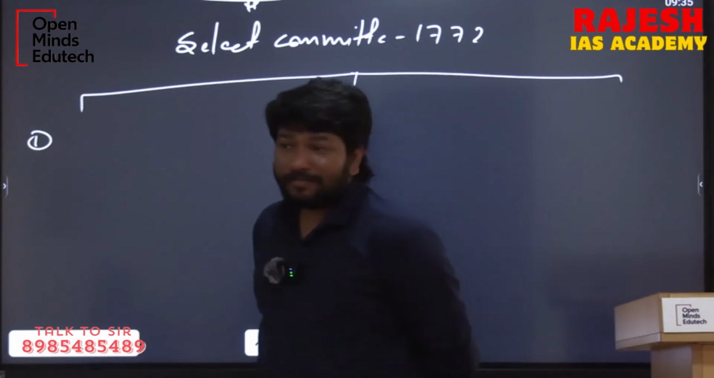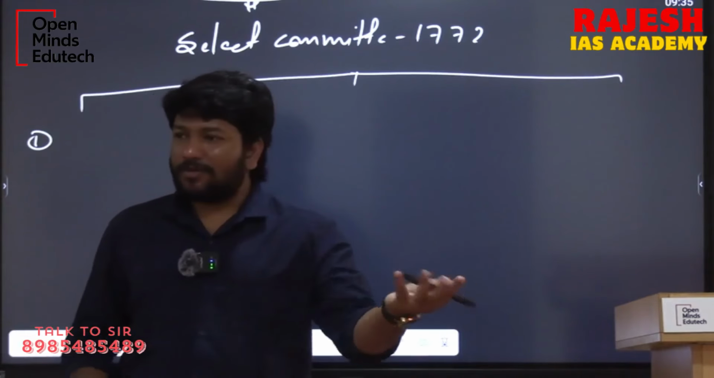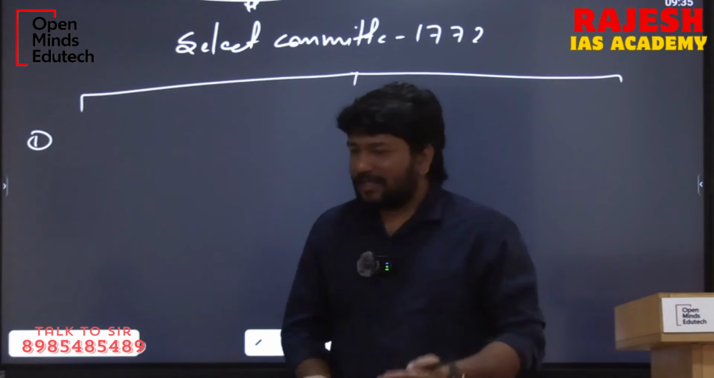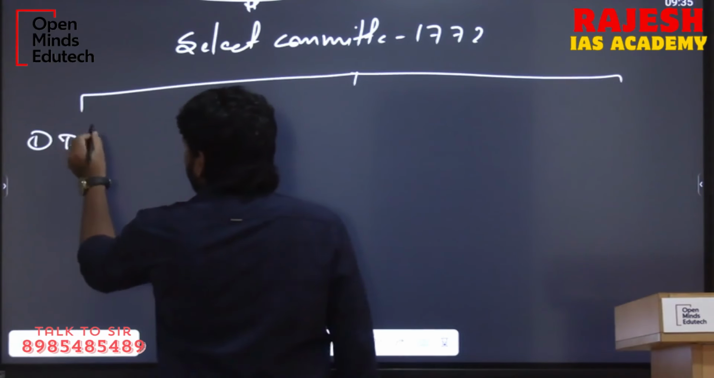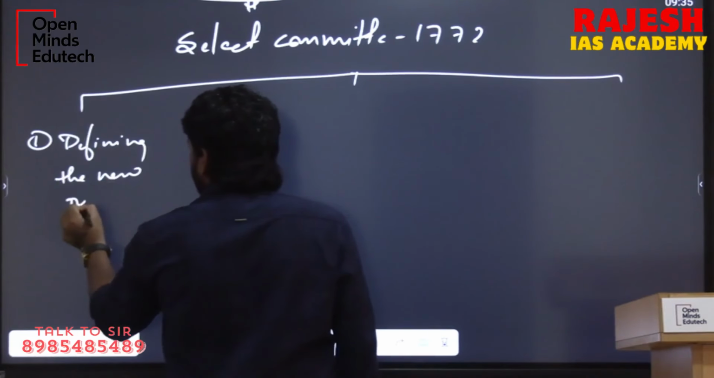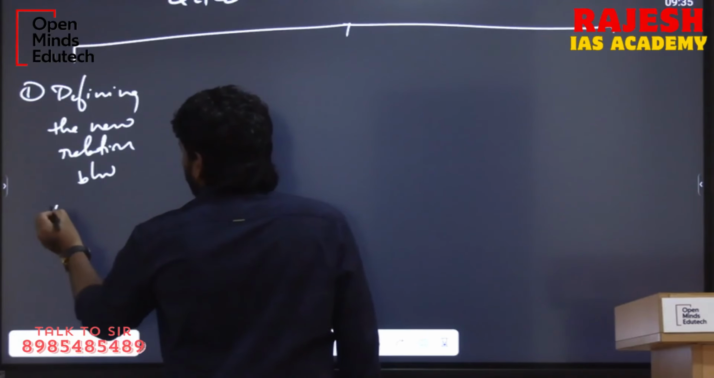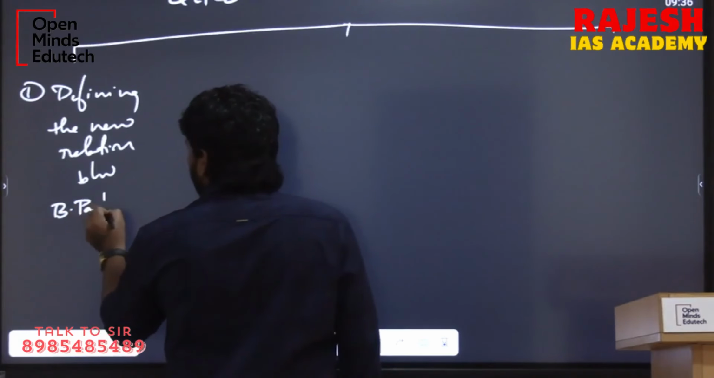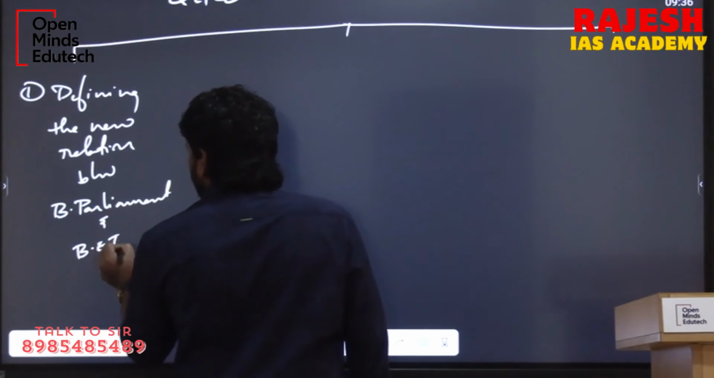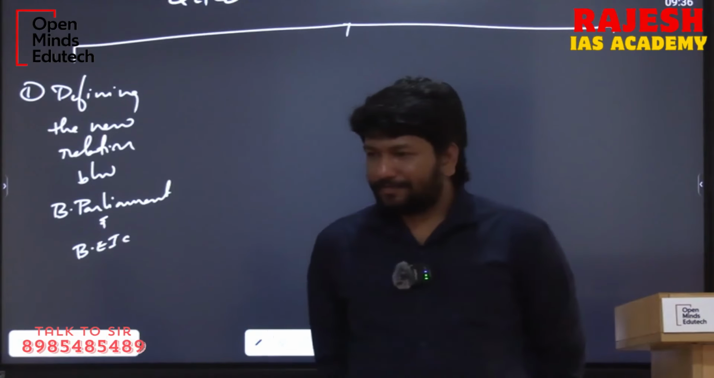Trading rights. Now the relation changed. I gave trading rights, and now it has political power. So the first question is defining the new relation between the British Parliament and the British East India Company.